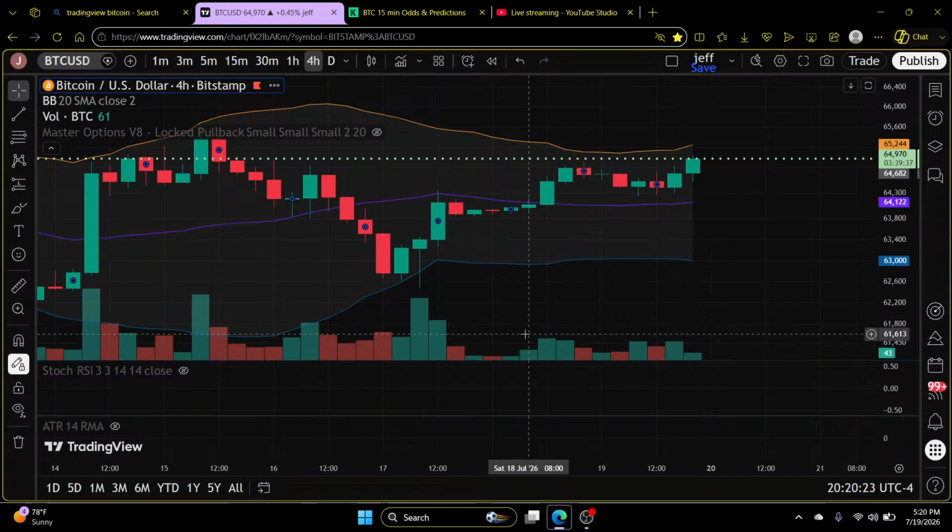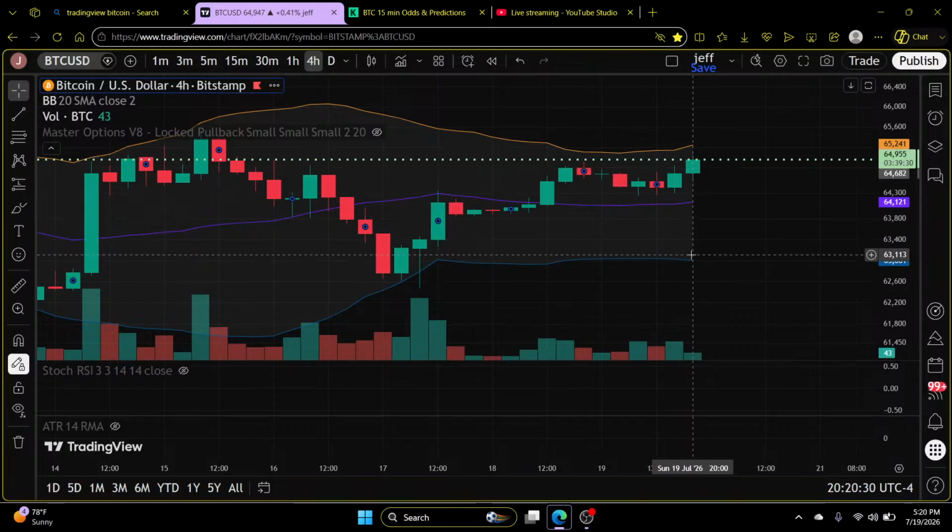Okay, it's at the top of the Bollinger Bands. These bands act like the floor and the ceiling. You know what I mean? Once it hits the top band, it usually goes back down. That's not always, just usually.